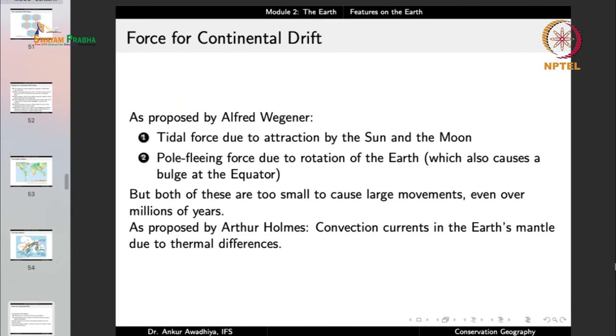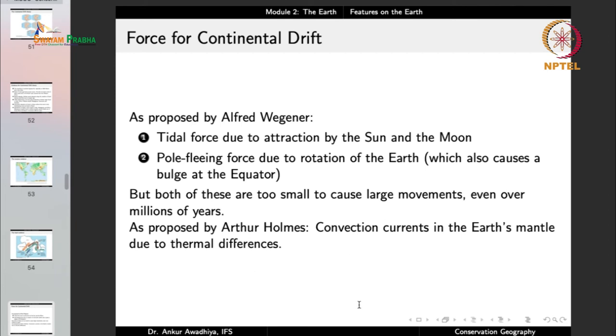But then Wegener was not able to elucidate what was the force that was leading to this continental drift. So he proposed that it could be because of tidal forces or because of pole fleeing force due to the rotation of the earth. But both of these are very small, and even over millions of years they cannot explain the large sized displacement of continents.